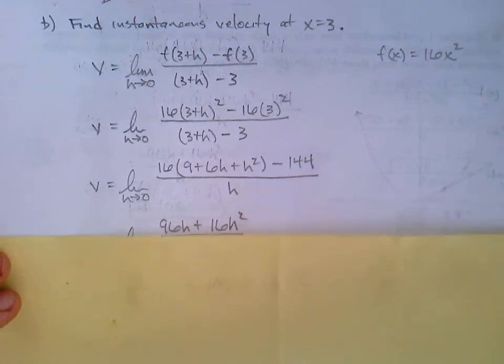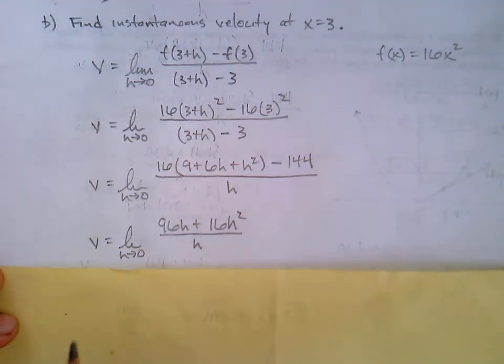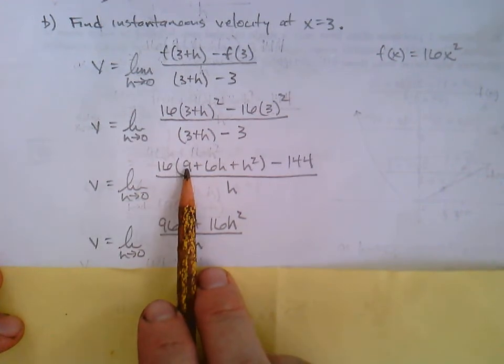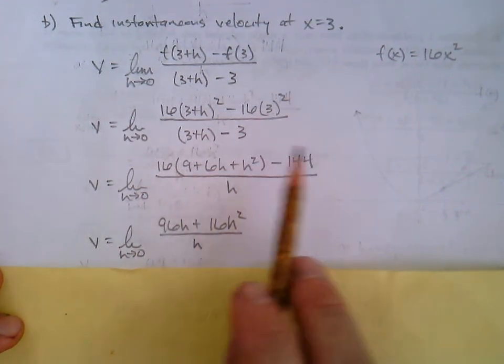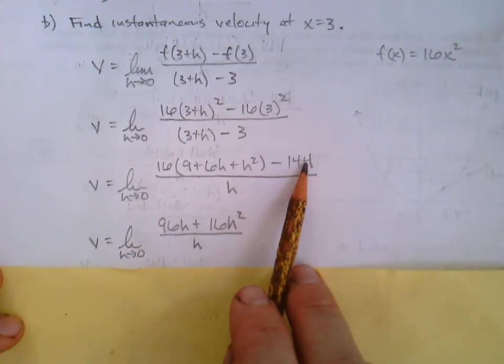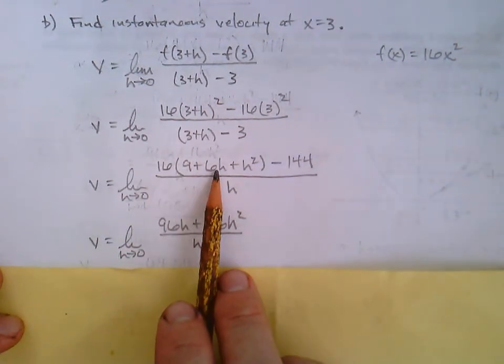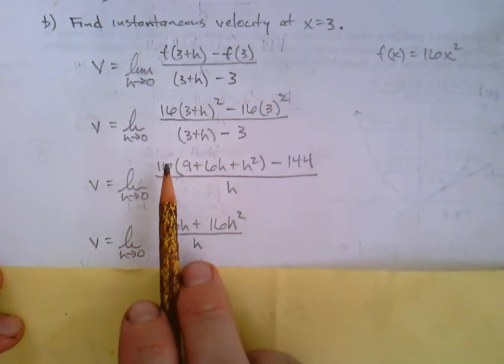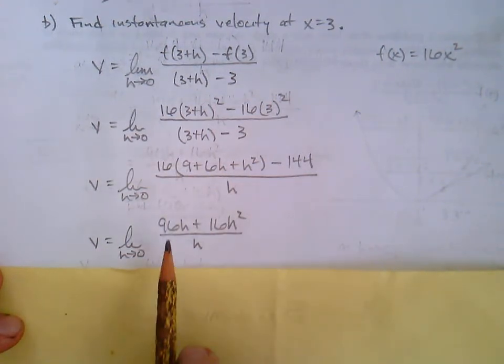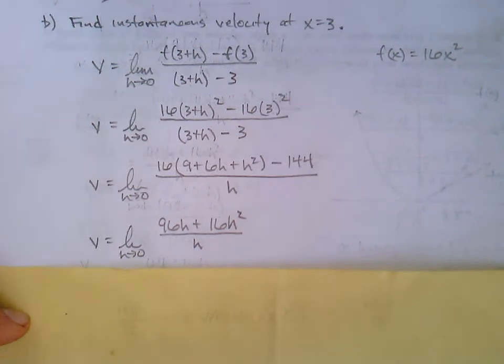Okay, let's keep going. There's still some nice cancellation in the numerator. 16 times 9 is 144, and then you would subtract the other 144. And then 16 times 6h gives you 96h. 16 times h squared, 16h squared, and it's still over h. Now maybe this is kind of looking familiar. It's like those difference quotient problems that we were doing in the review and you had a quiz problem on it. Yes, there's a big connection there.